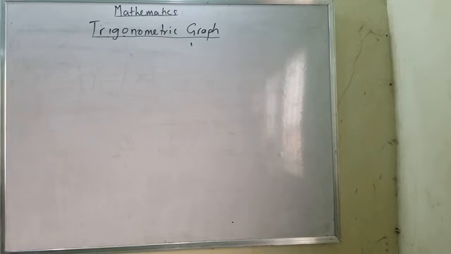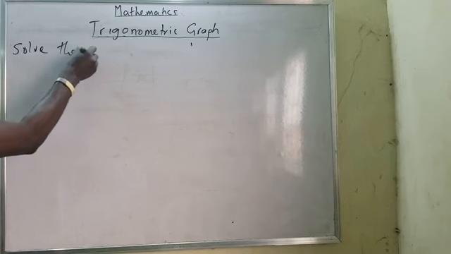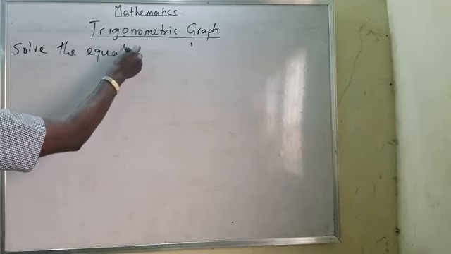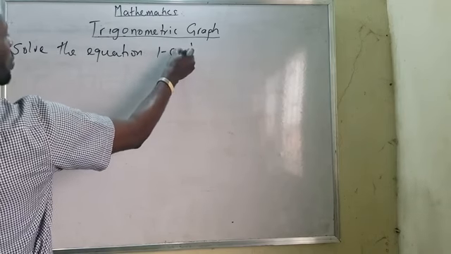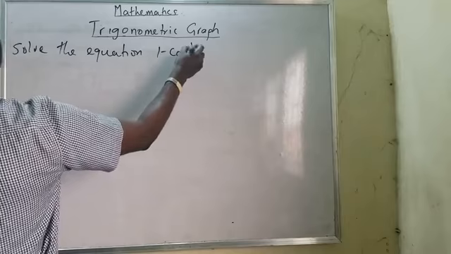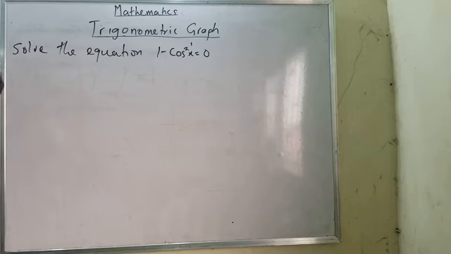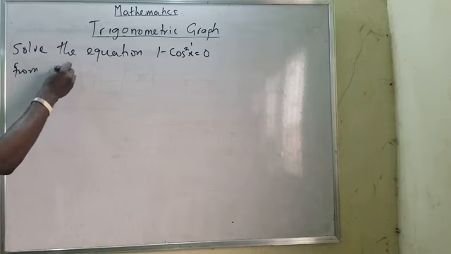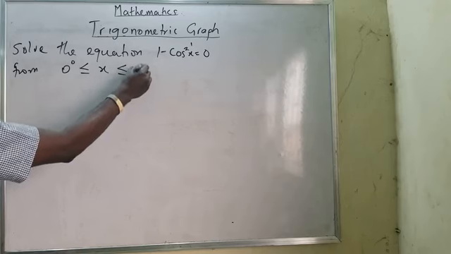Now, before we go further, we all know one common problem. You are asked to solve a problem this way: solve the equation 1 minus cos squared x equals 0. Now I'm taking the value of x from 0 degrees less than or equal to x less than or equal to 270.